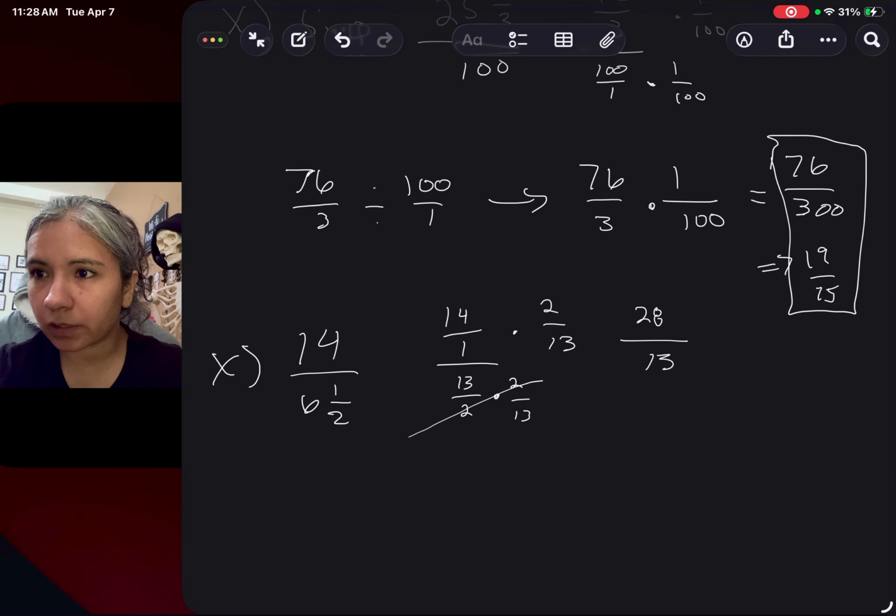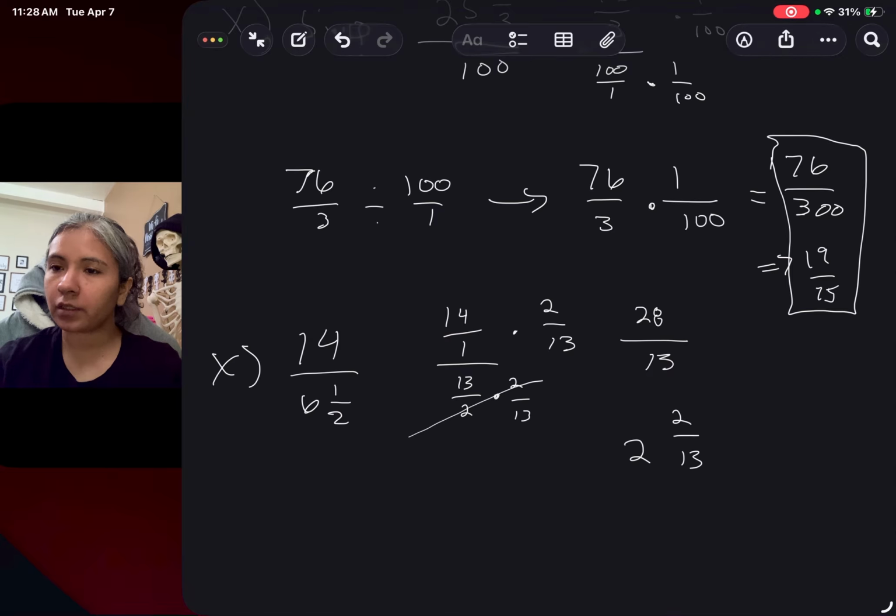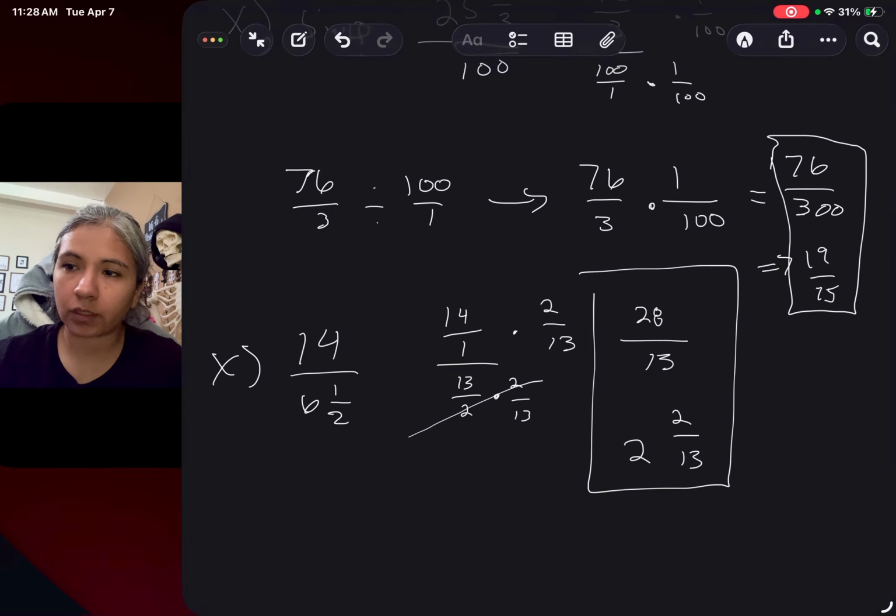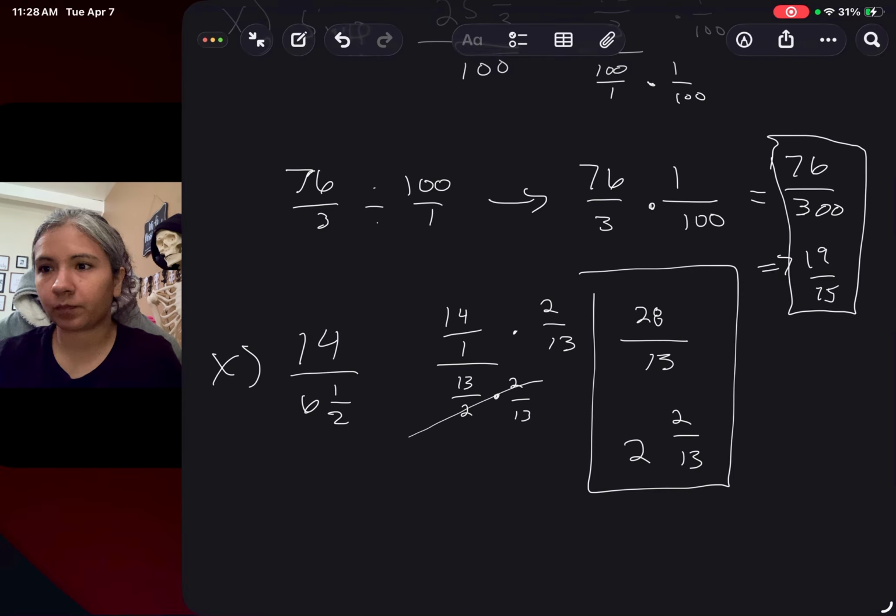Which we can break down into 2 and 2 over 13, right? Because 2 times 13 is 26, plus 2 is 28. So these two are the same. One is just a mixed number, but they're both simplified. So let's do a last example.